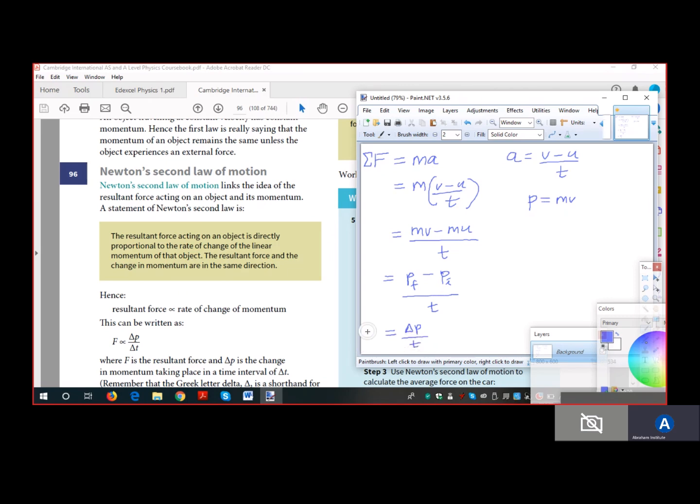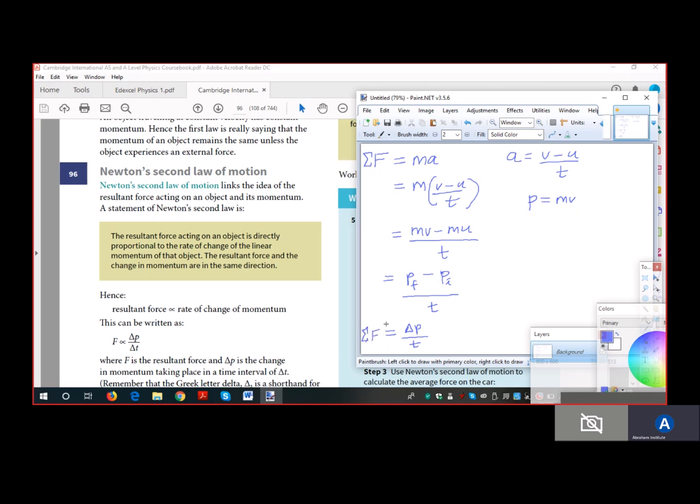So we can say the resultant force is equal to change in momentum over time. We use this Greek letter delta to indicate change. So final minus initial is change. That's why this is final momentum minus initial momentum, so it will be the change in momentum. So change in momentum over time is equal to the resultant force, sigma F. I will write the same thing here down.